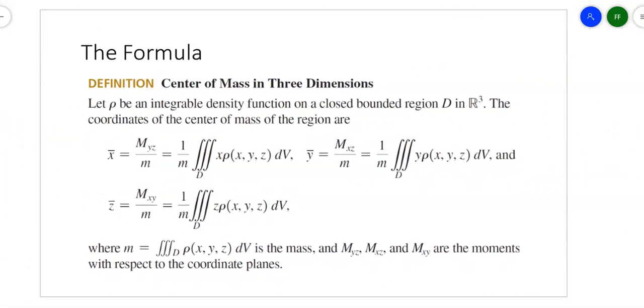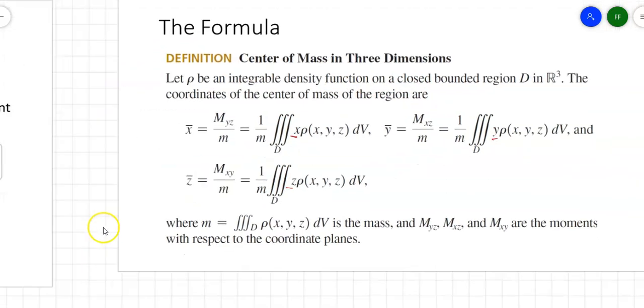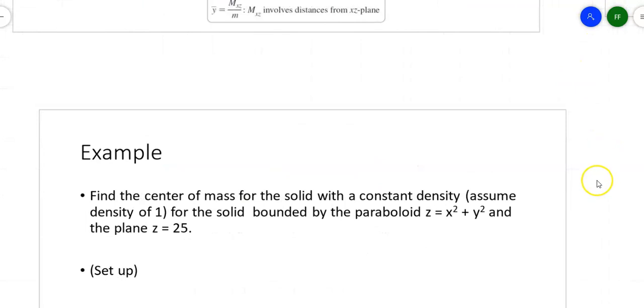When you go to set it up, it's going to look like copy and paste from the previous two, except that you're going to have an x when you go to do the x center. You'll have a y times rho for that, and you'll have a z times rho for that, and everything else remains the same. We're not going to do very many of these either in the homework or on tests or in examples here, but I do want to at least set one up so that you can see what they look like.